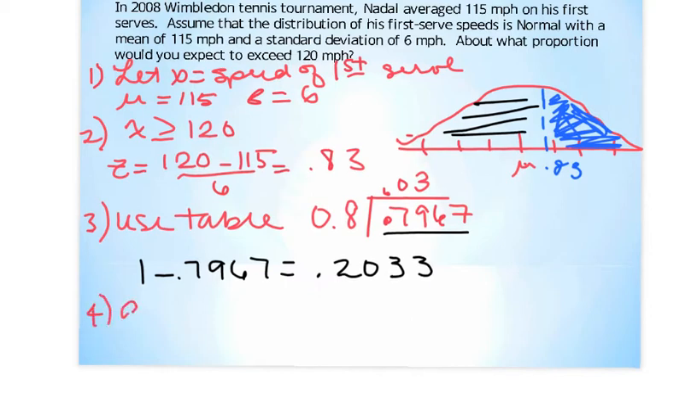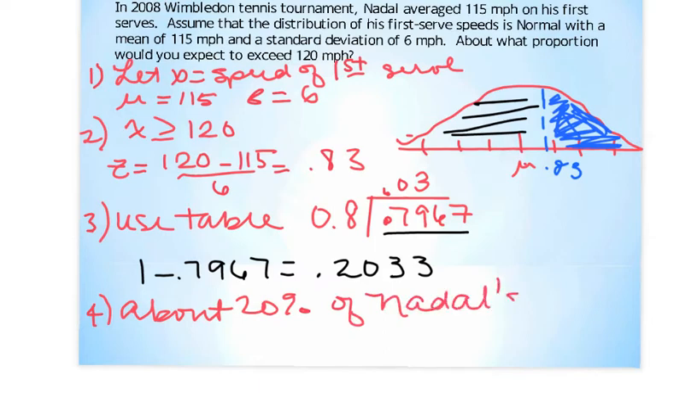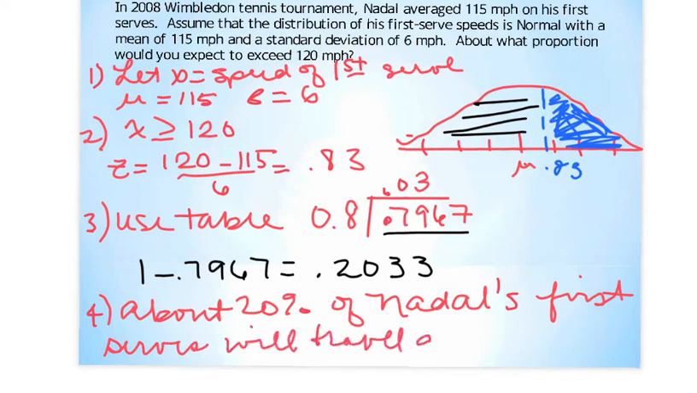And now I'm going to conclude. About 20% of Nadal's first serves will travel at more than 120 mph. And that's all there is to it.